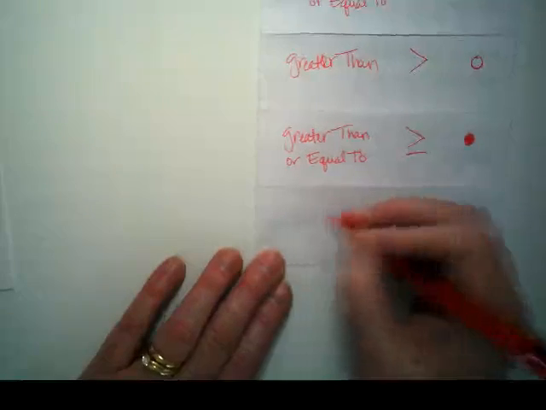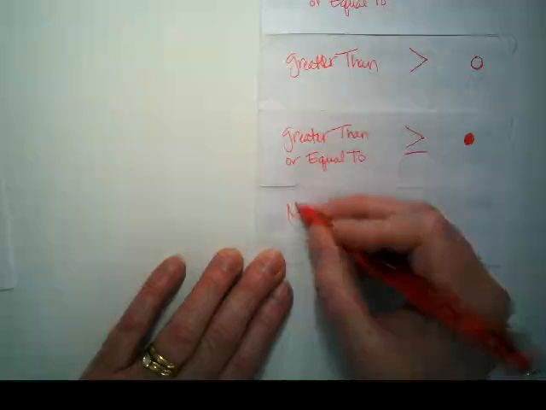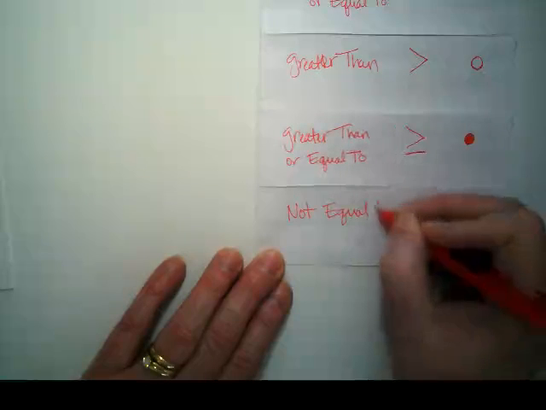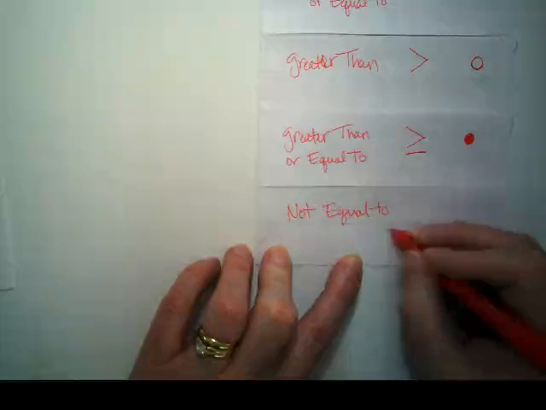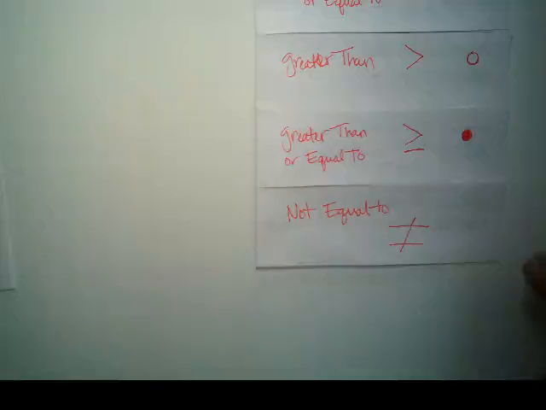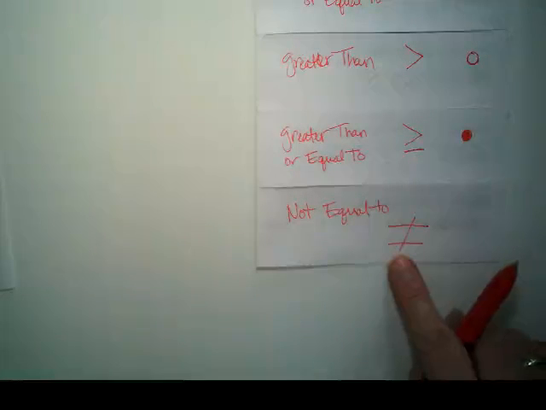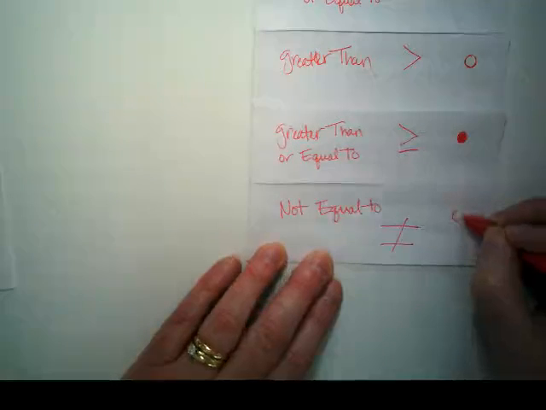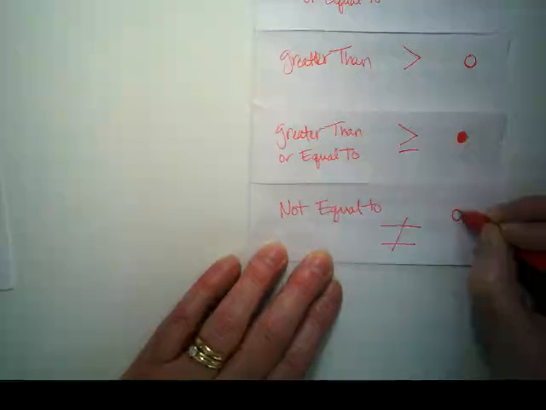We have one final flap to fill in. And this time, we're going to show not equal to. The symbol looks like this, because we're going to show that it's not equal to. Our circle is going to be open.